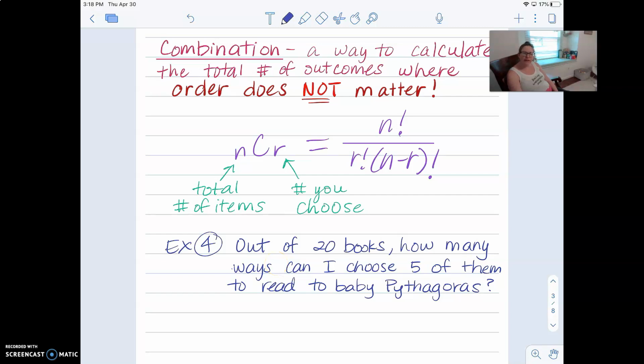Hello, beautiful children. Okay, so now we are talking about combinations instead of permutations. Let's talk about the difference then.